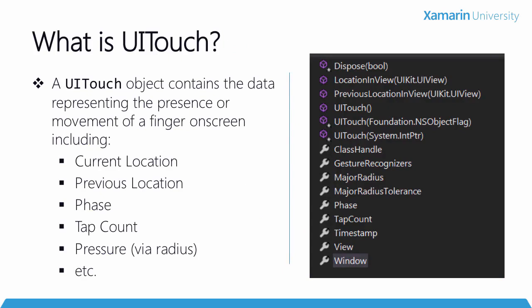Now the UITouch object represents the presence or movement of a finger on screen for a particular event, and the UITouch object contains information about that touch event. Specifically, it provides the location of the touch, when the touch occurred, the number of taps, and the phase of the touch. Again, began, moved, ended, or canceled. And you can see here there are a number of interesting properties and methods. Again, we can see the phase. There's interesting things like the major radius, which can sometimes be used to get an indication of the amount of pressure being used on screen. And again, we see tap count and the timestamp.